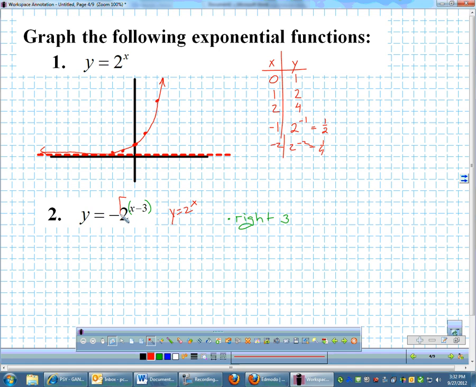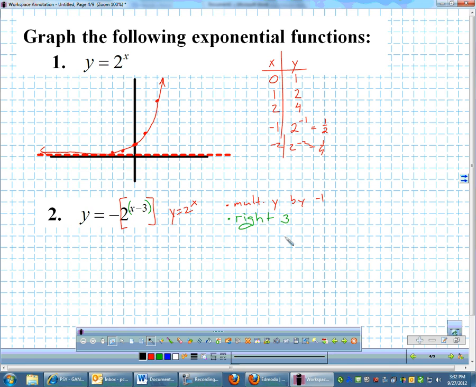And you have to remember your order of operations. It's not negative 2 to the power. It's negative and then 2 to the power. The negative is not part of the exponent. And that means we are going to multiply our y-coordinates by negative 1. Remember, if it's not inside with the x, you're going to change the y's. This is like negative 1 times all that stuff, so we're going to multiply the y's by negative 1.